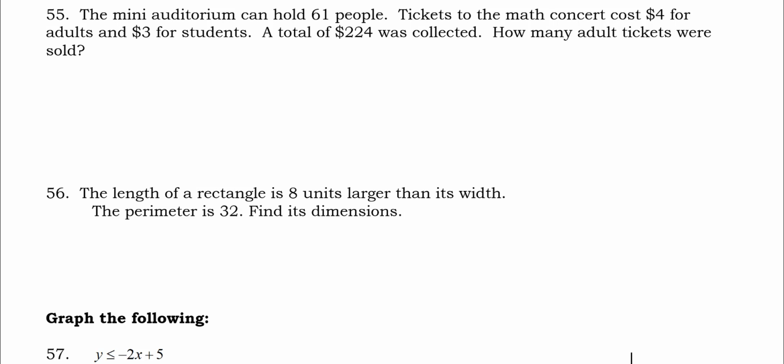Okay, 55. The mini auditorium can hold 61 people. We did tons of these problems during this chapter. Okay, if you forgot how to do them, I'll do one here, but go back and look at your notes, guys, because we did a ton of these problems. Okay, anyway, the mini auditorium can hold 61 people. Tickets to the math concert cost $4 for an adult and $3 for students. So we'll say x.